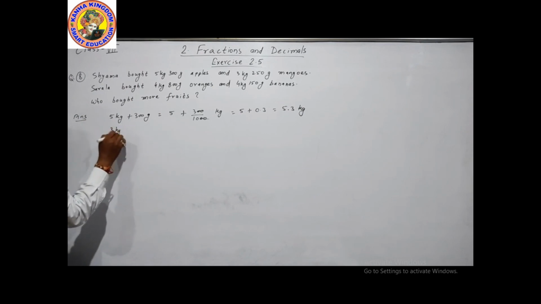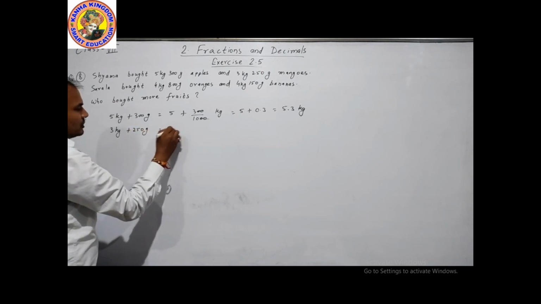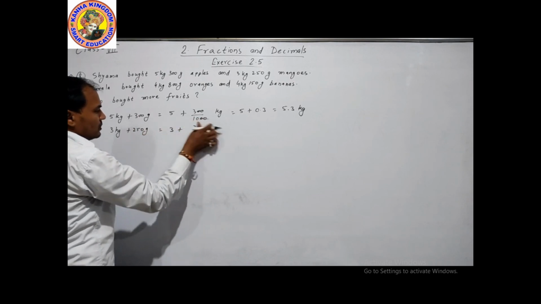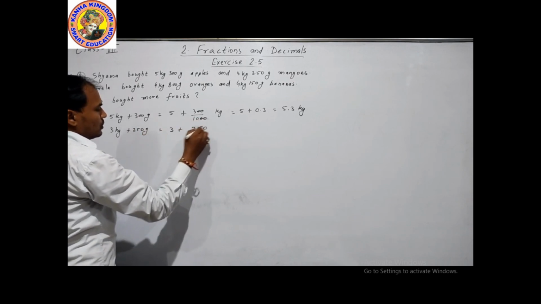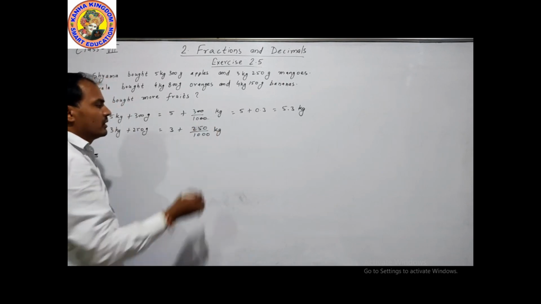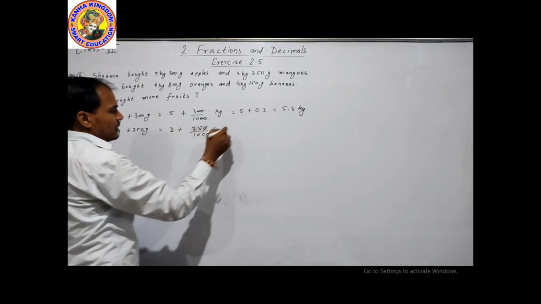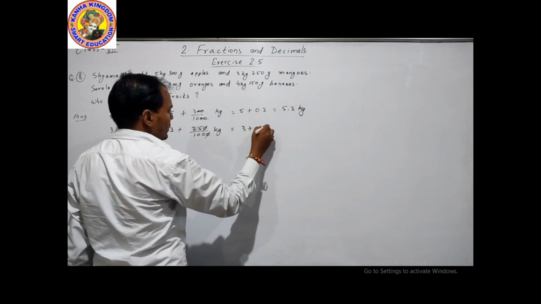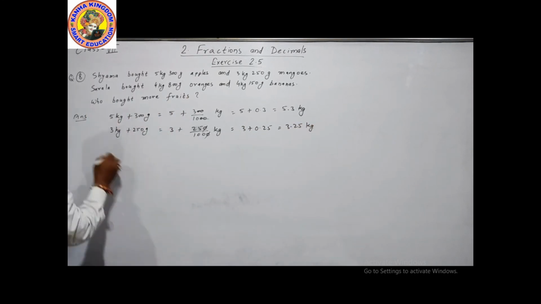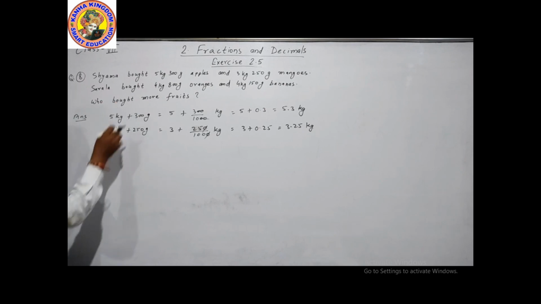Next is 3 kg plus 250 gram. 3 kg is equal to 3. 250 gram will convert into kilogram: 250 divided by 1000. 10 and 10 can cut. 20 means 2 decimal points. So 3 plus 0.25 is 3.25 kg. This is of Shyama's fruits.